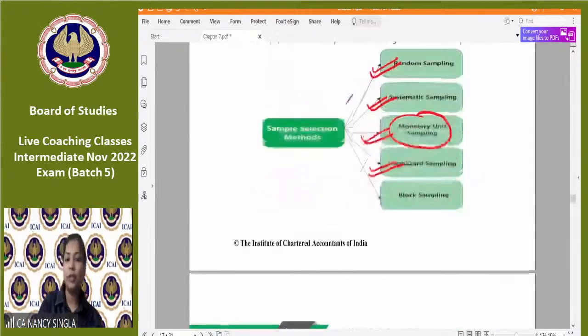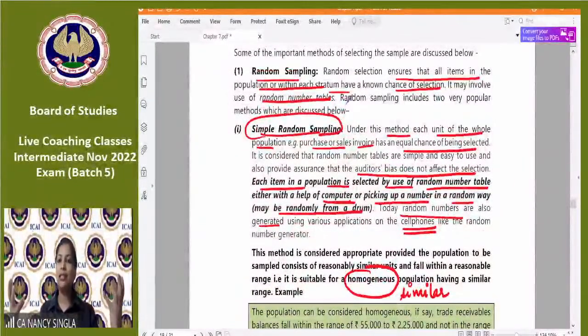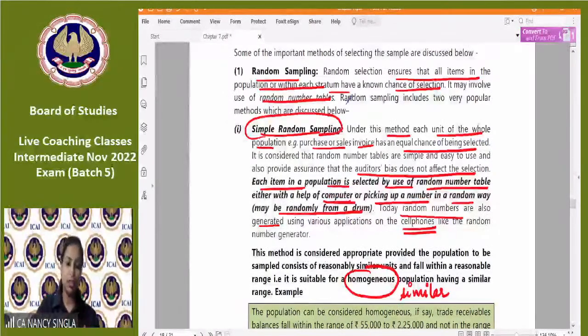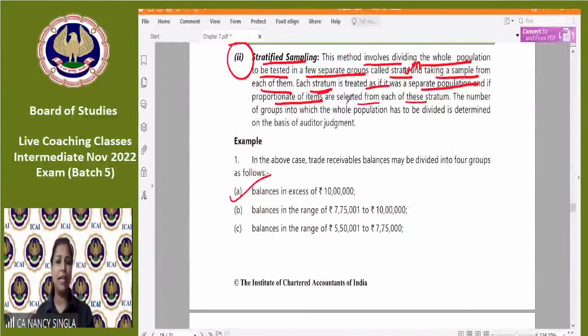So what are the methods? Random sampling. Random sampling is what? When the samples are selected on a random basis using various tools like random number table or computer or cell phones, है ना. And it is more simple. Random sampling is more preferable for what? Your homogeneous population, similar population. If you get heterogeneous, different populations, stratified sampling.